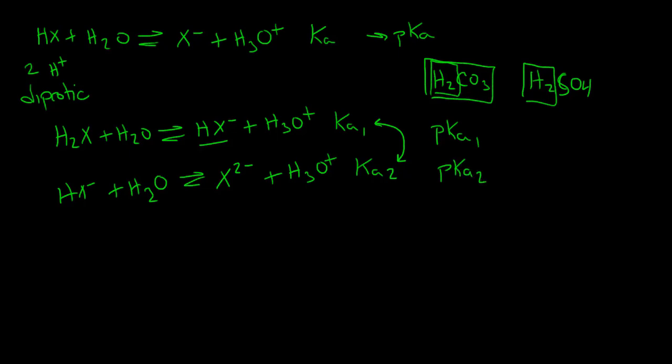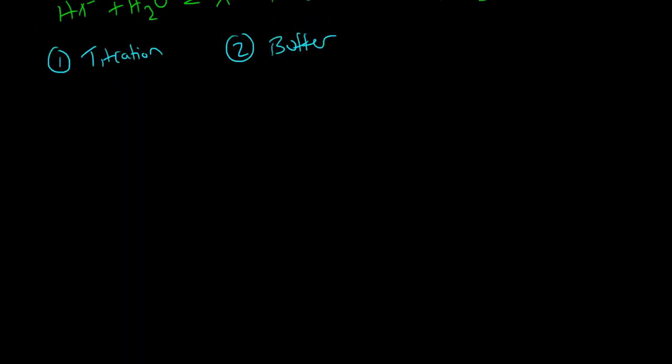So what we want to do in this video is focus on a couple main ideas here. One is, let's see how this idea of a diprotic acid influences the titration curve of a diprotic acid. And two, let's think about how these two sequential acid dissociation equilibria influence the buffer ability of a diprotic acid. Okay, so let's do the titration curve first.